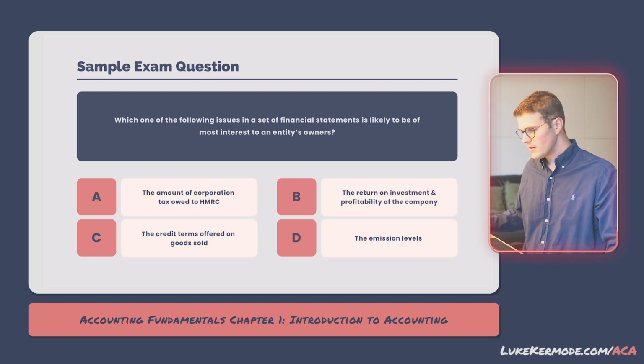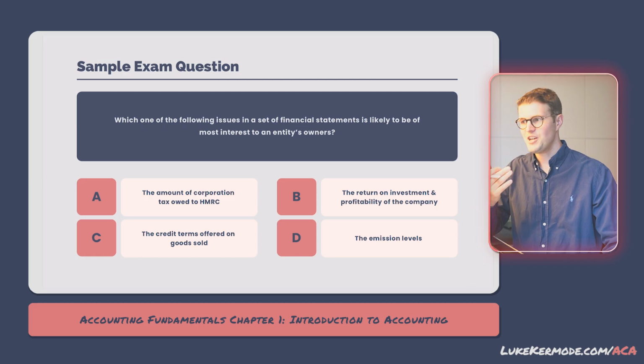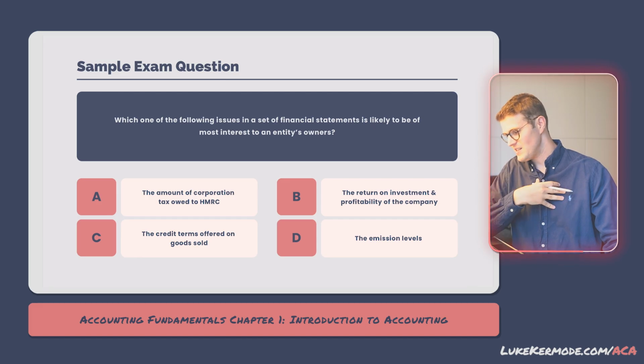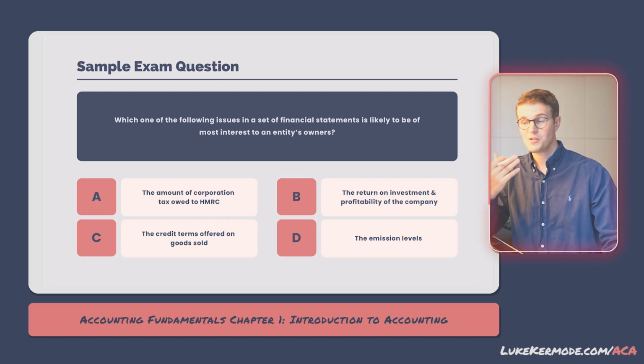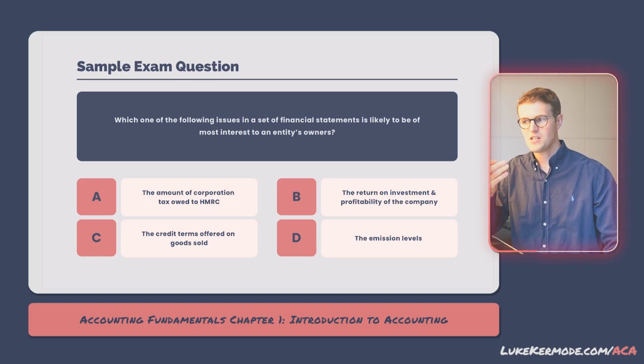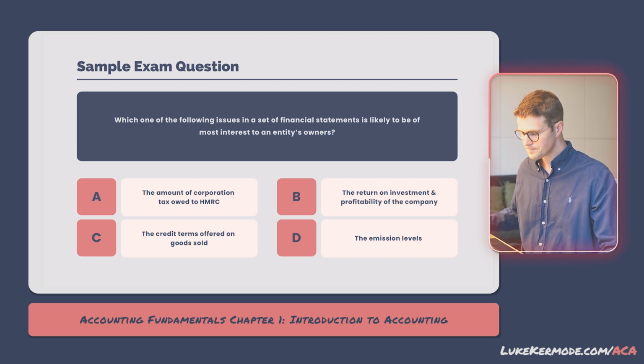Let's try a quick sample exam question to check your understanding. Which one of the following issues in an entity's financial statements is likely to be of most interest to the entity's owners? So is it option A, the amount of corporation tax owed to HMRC? Is it option B, the return on investment and profitability of the company? C, the credit terms offered on goods sold? Or D, the emissions levels?